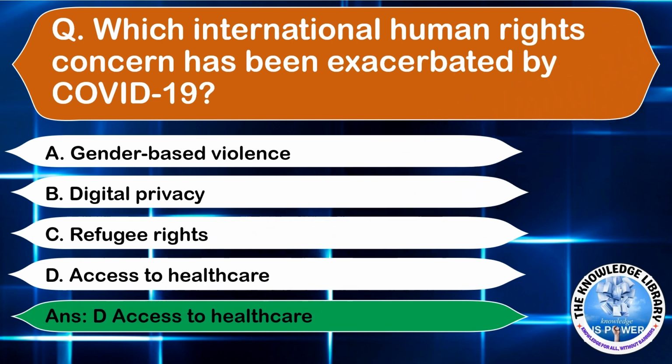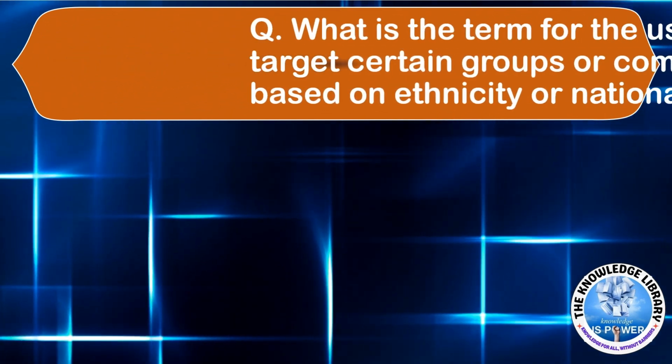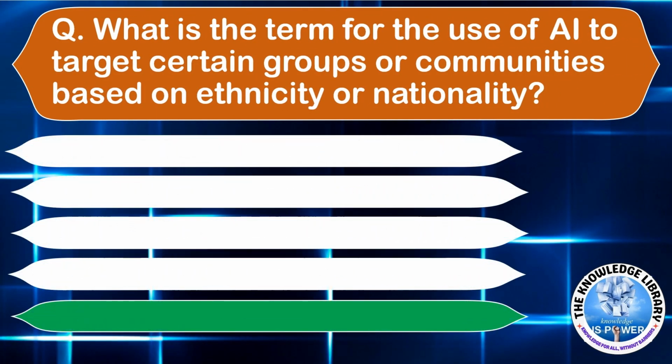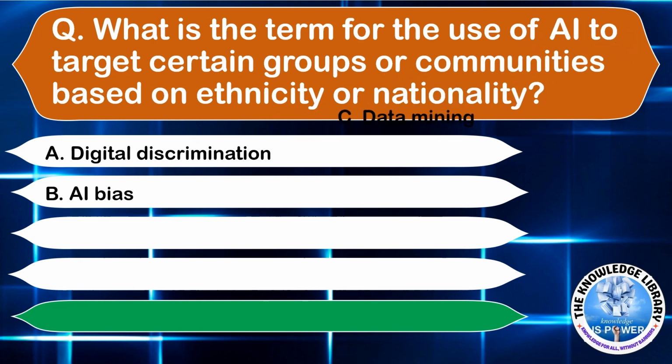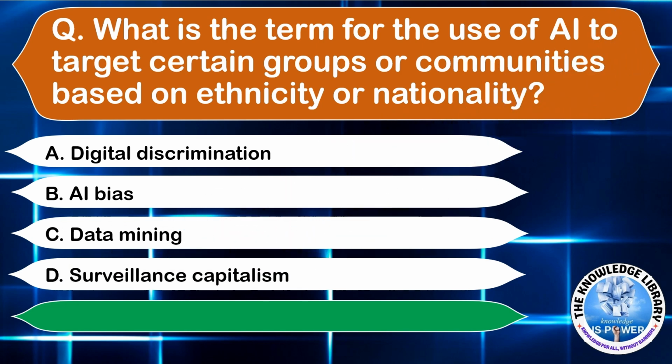Next question is, what is the term for the use of AI to target certain groups or communities based on ethnicity or nationality? Option A, digital discrimination. Option B, AI bias. Option C, data mining. Option D, surveillance capitalism. Correct answer is option B, AI bias.